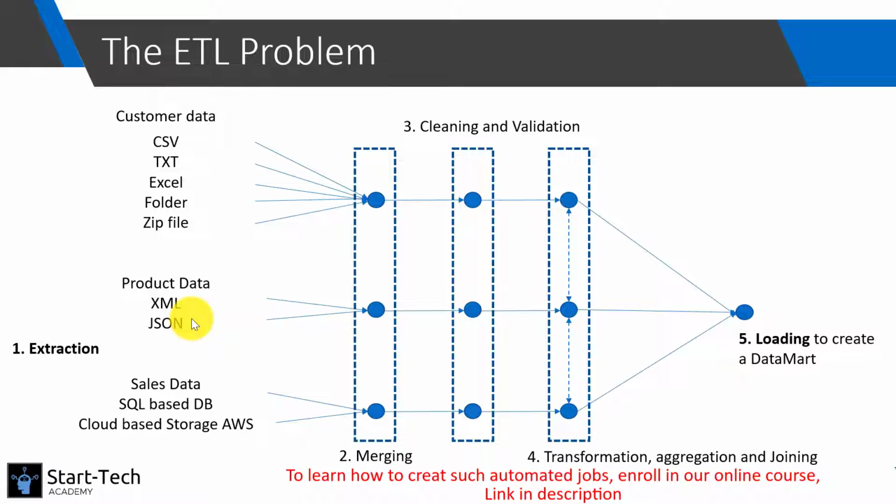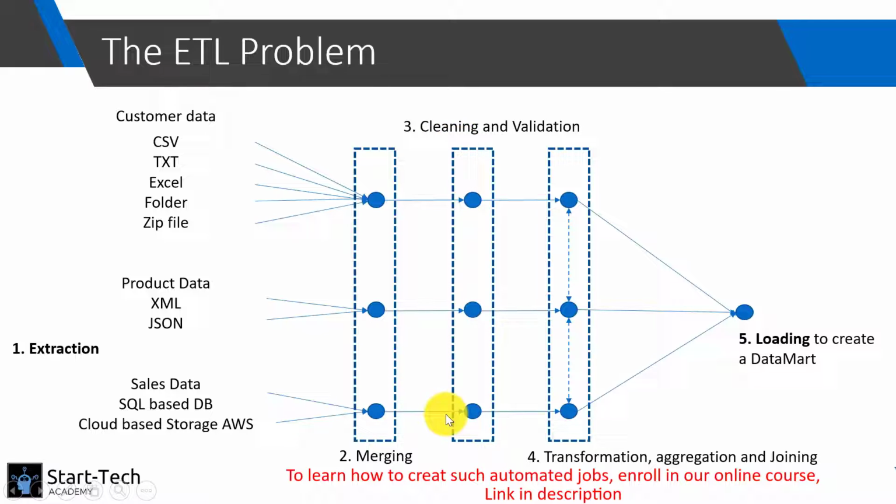So for the current year, this company is storing sales data in an SQL based database, and the older transactional data has been dumped on a cloud based storage system. All these streams of data will be imported, that is extracted into PDI. Then the data will be merged into 3 different streams. One stream will be of customer data, one for product, and one for sales data.